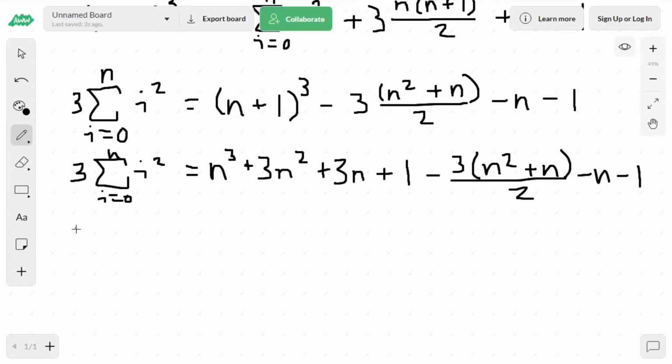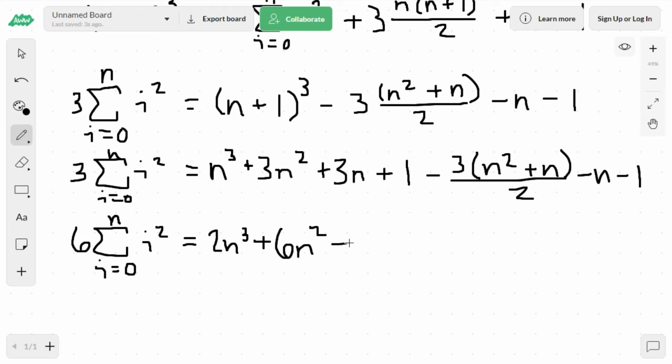Now, of course, that means every term is going to get multiplied by 2. Every term, so every set of numbers and variables separated by plus and minus signs. Each of those things is going to get multiplied by 2. So we got a lot of terms on the right here. So we're going to have 2n cubed plus 6n squared plus 6n plus 2.